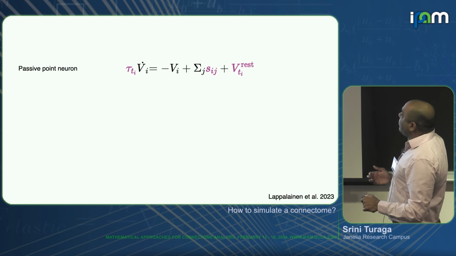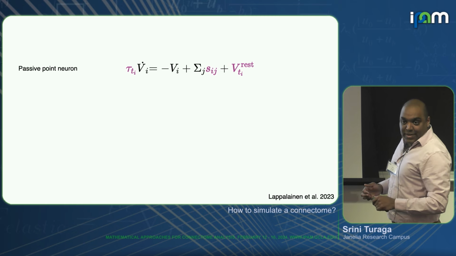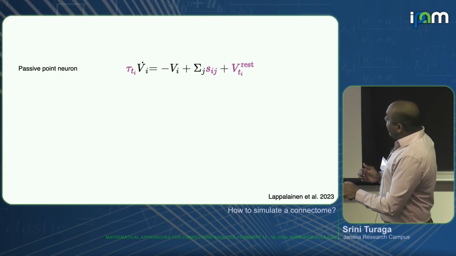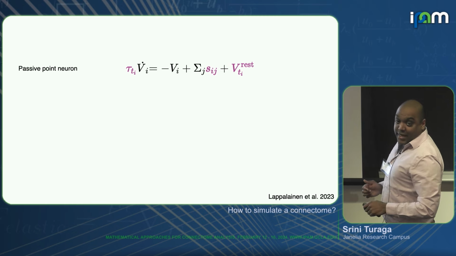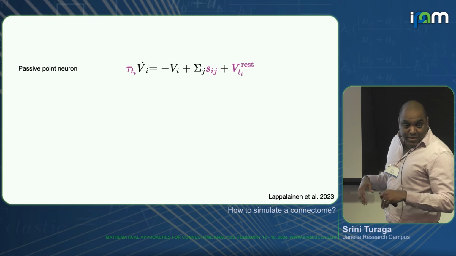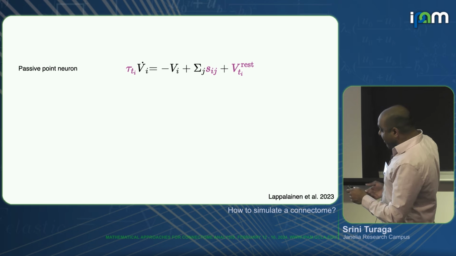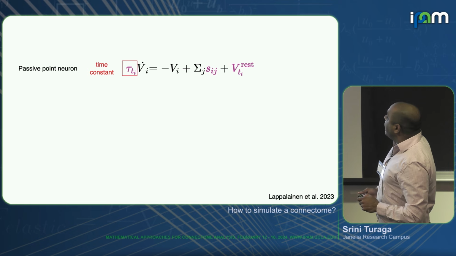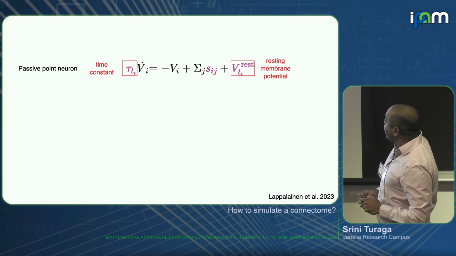So each neuron has two parameters. It has a time constant, and it has a resting membrane potential. These are dynamical parameters. We don't have measurements of them. And then they integrate synaptic input from their neighbors, from the neurons they're receiving inputs from. So Sij is the synaptic input, tau is the time constant, and there's the resting membrane potential.